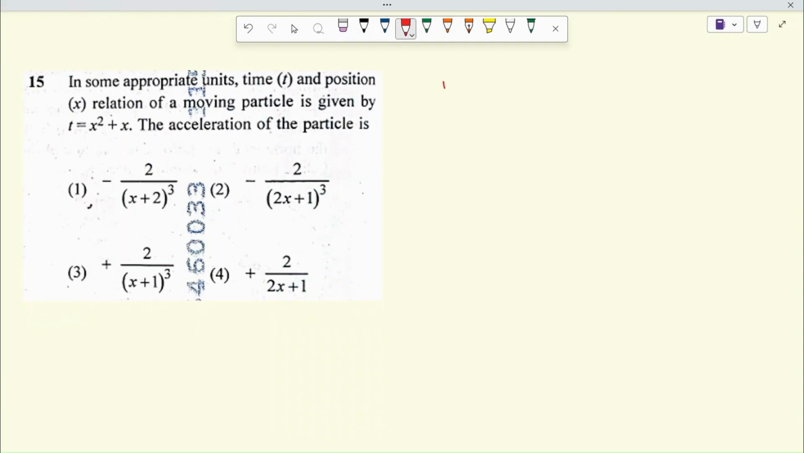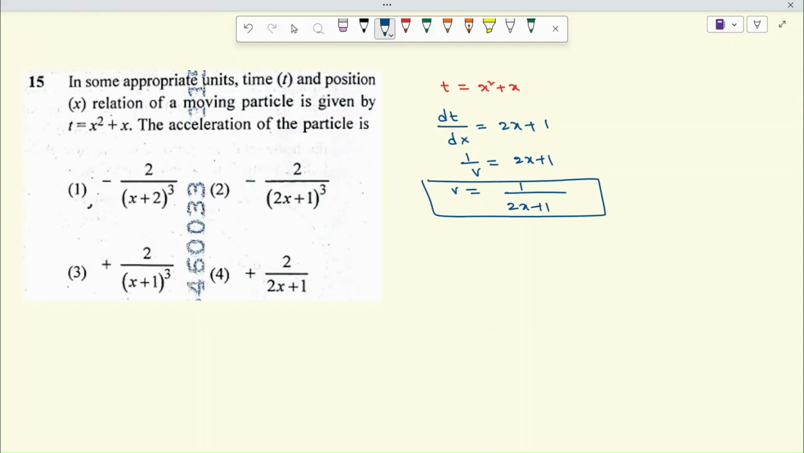What is given here? Time t is equal to x square plus x. Now, differentiate with respect to x. What do we get? dt by dx is equal to 2x plus 1. And dt by dx is nothing but 1 by velocity. So 1 by v is equal to 2x plus 1. Or you can write v is equal to 1 by 2x plus 1. Say this is equation 1.